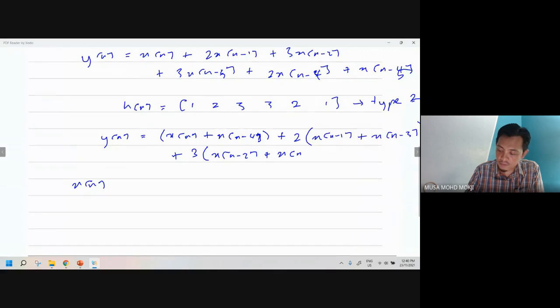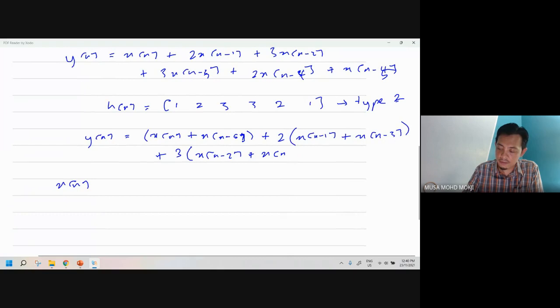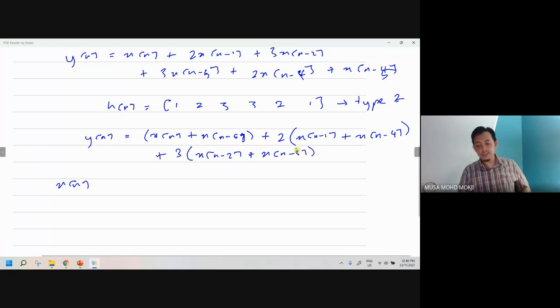Okay, I'm making some mistake here. This is supposed to be 5. This is supposed to be 4, and this is minus 3. Okay, so we have a 3 pair because we have 6 samples. So we group because it is symmetry. So we have a 3 pair here.